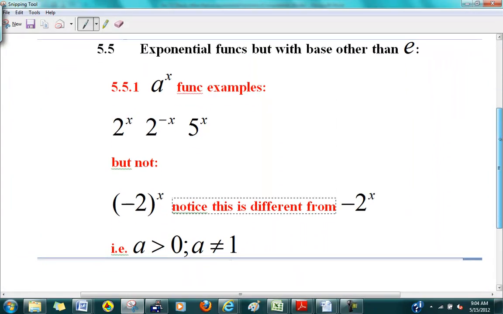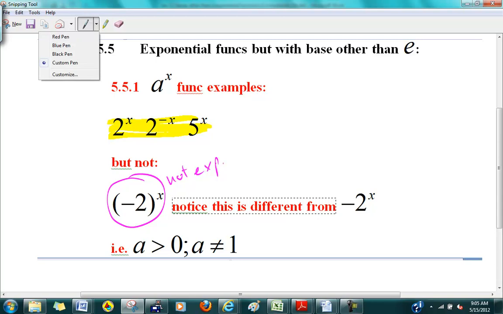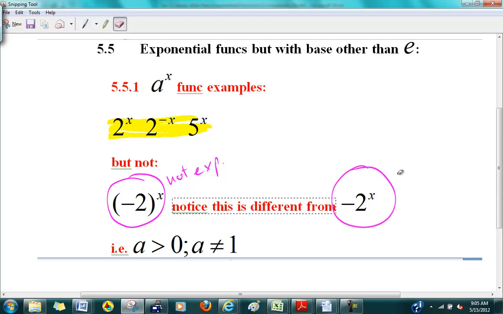All right, so right here you see examples of exponential functions, okay? And then I give you something that's not an exponential function. So this is not an exponential function, okay? A couple of things: make sure you know the difference between what I just circled and this. Does everybody know the difference between these two? What is the difference?